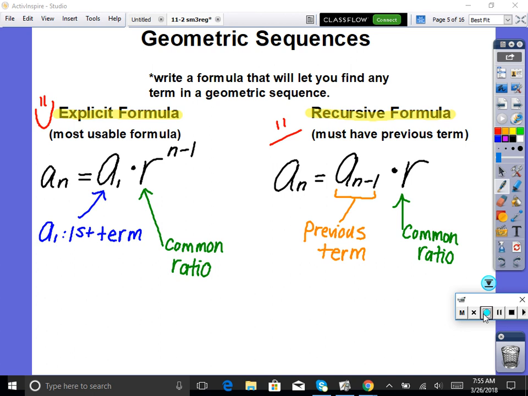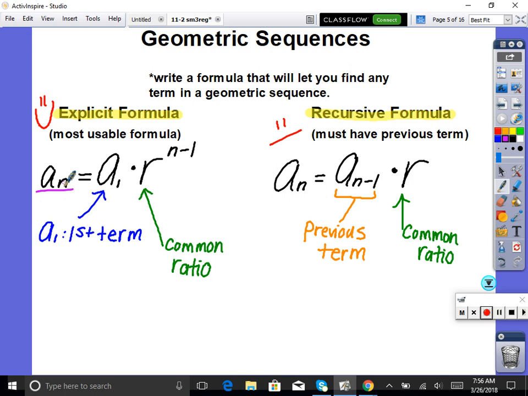So an explicit formula is our favorite. That's why I have a smiley face. It's the most usable because you don't really need to know as much. All you have to know to find any term in the sequence is a sub 1, where we started, times the common ratio, so times r raised to the n minus 1, where n is the nth term you're talking about. So you just need r and a sub 1, and you can find any term in the sequence.